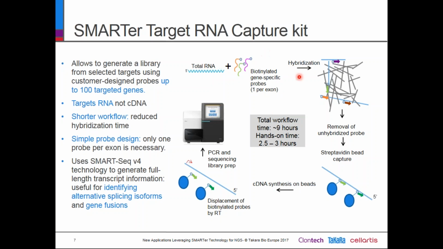So you have here the workflow. You will incubate the RNA with some specific probes. These are simply biotinylated DNA probes. And the design is quite simple. You need only one per exon. And then you will do hybridization, which is quite fast, no more than 3 hours. And you will then have washing steps to remove the excess probe.